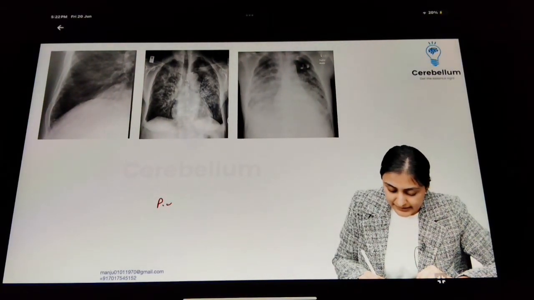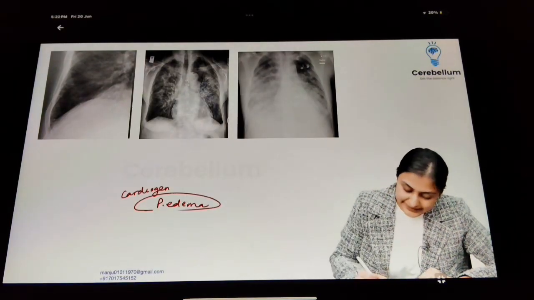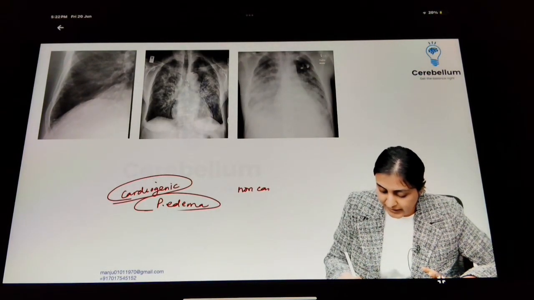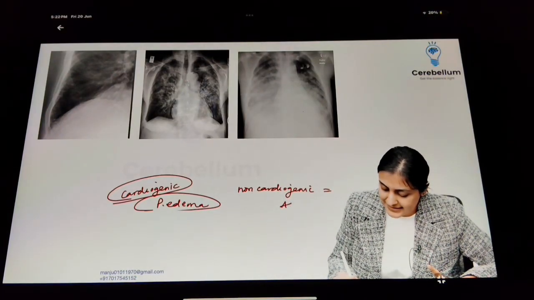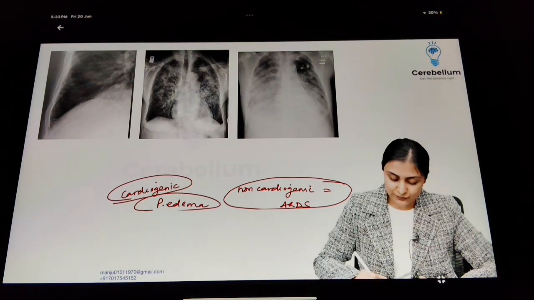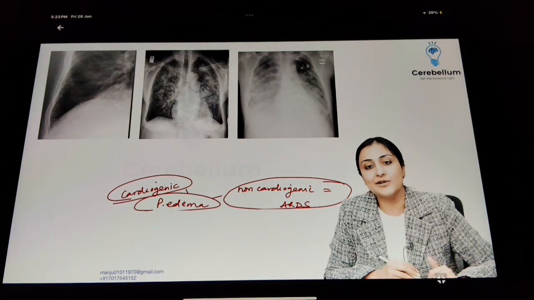So when I say pulmonary edema, it can either be cardiogenic pulmonary edema, meaning it is developing because of left ventricular failure, or it could be non-cardiogenic pulmonary edema, which we also call ARDS, acute respiratory distress syndrome, which could happen because of any other systemic cause, right? So we need to first distinguish the two. Let's talk about cardiogenic pulmonary edema first.